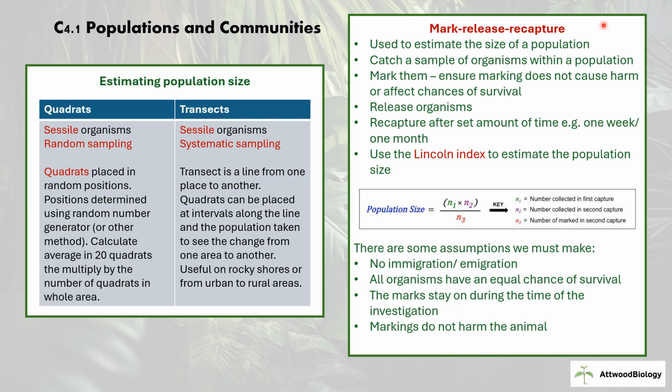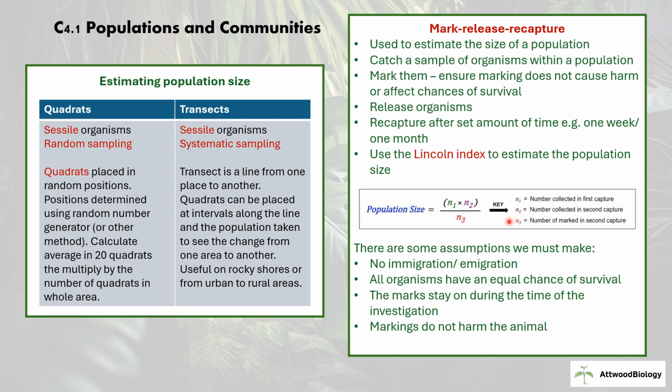Because once you've marked them, you're going to release them. Then you have to decide on a set amount of time. So it could be a week, a month, it could be a year. And then you're going to use this Lincoln index to estimate the population size. So we have the number in the first capture times the number in the second capture over the number marked in the second capture. So when you capture them a second time, you need to count how many you're capturing, and then you need to count how many of your snails are marked with the neon nail polish, and then you put it into the Lincoln index, you do the calculations.